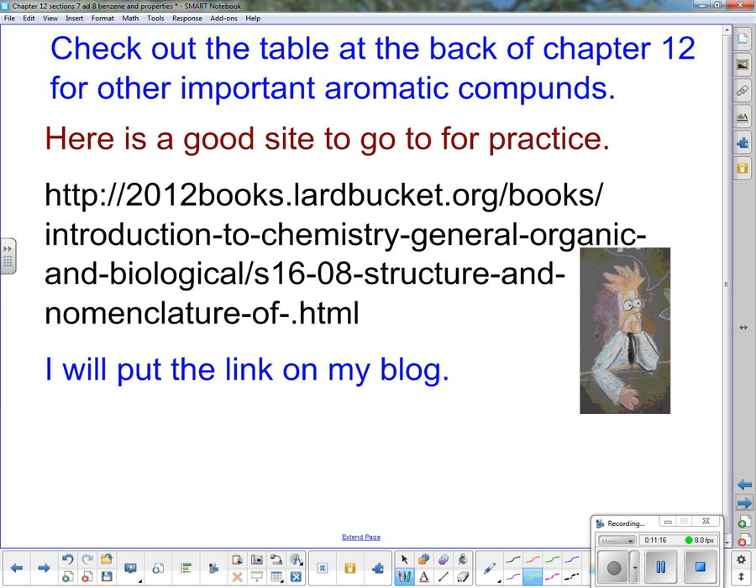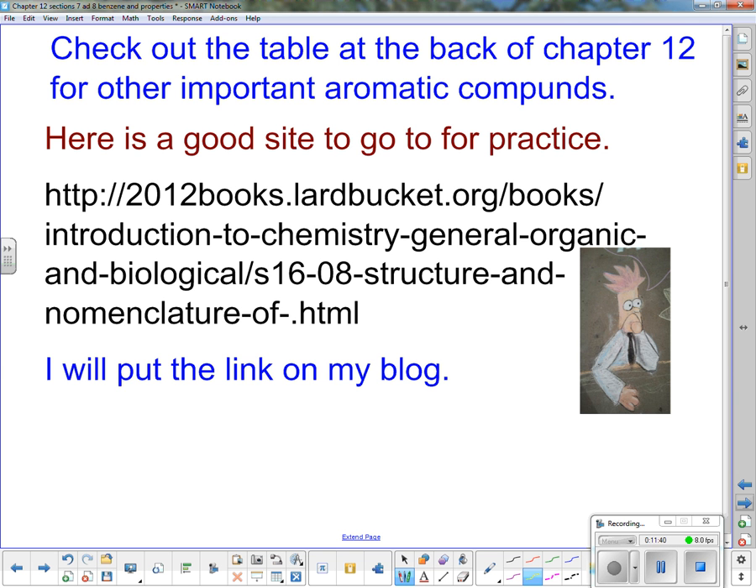There is a table in the back of your chapter 12 that goes over several other important aromatic compounds. And I would suggest that you go and look at that and see what they are, what's important, like toluene and benzene and phenol and allyl and styrene. These are all important compounds that are used in our world today.